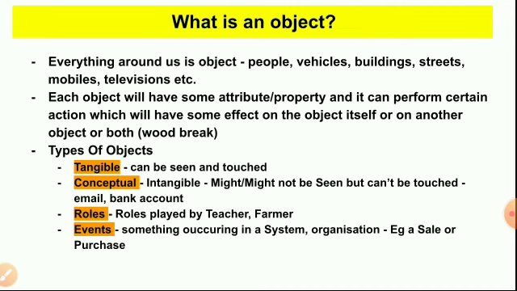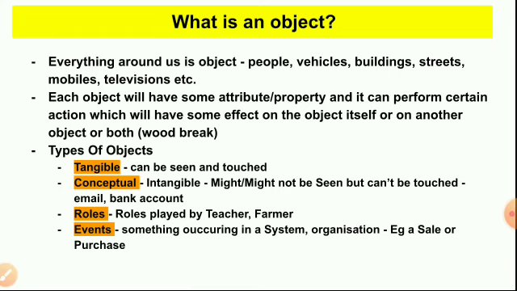Okay, so first things first, what is an object? So everything around us is an object. Okay, everything, you can take anything. So for example, people, vehicles, buildings, streets, mobiles, televisions, you can name it. Okay, everything, each and everything around us, including ourselves, can be classified as objects.